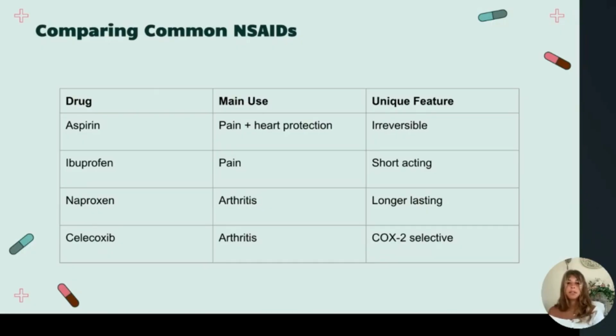Naproxen works similar to ibuprofen, but it lasts longer in the body. That means people usually don't have to take it as often. Finally, celecoxib mainly blocks COX-2 instead of both COX enzymes. Because of that, it usually causes fewer stomach problems than older NSAIDs. Even though all these medications belong to the same drug class, small differences in their structure change how they work and what they're best used for.